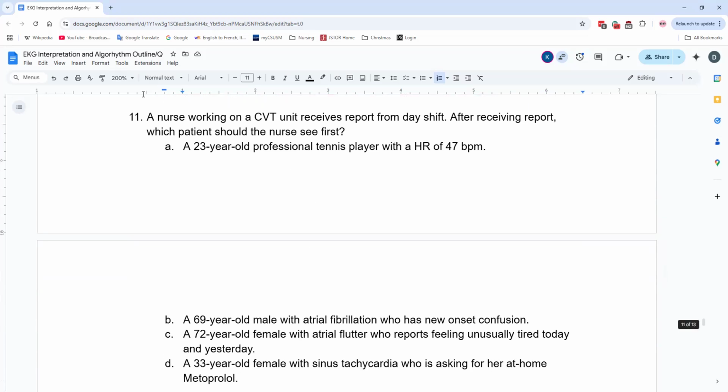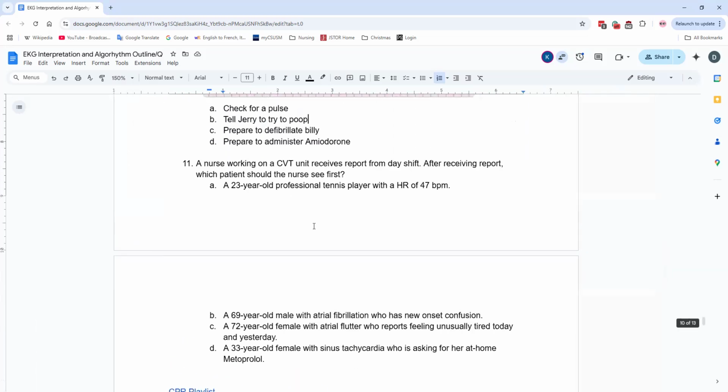All right, and then our last one's number 11. So a nurse, ooh, UAP will. Oh no. So number 11, you are a nurse working in a CVT unit, receiving a report from day shift. After receiving your report, which patient should you see first? Because we love a little bit of priority. Y'all thought it was over. It's never over.